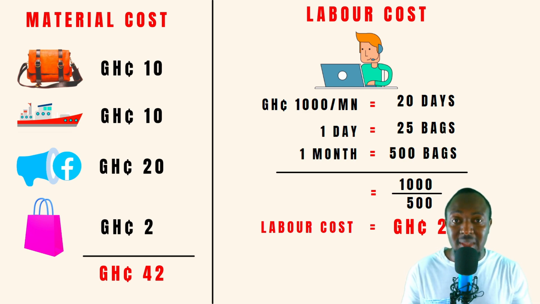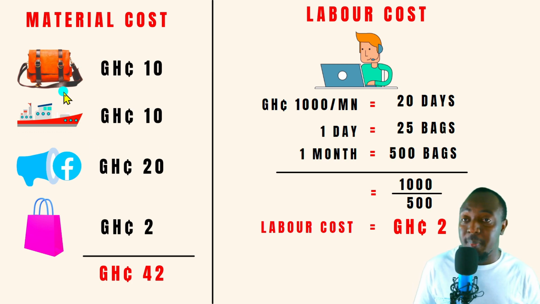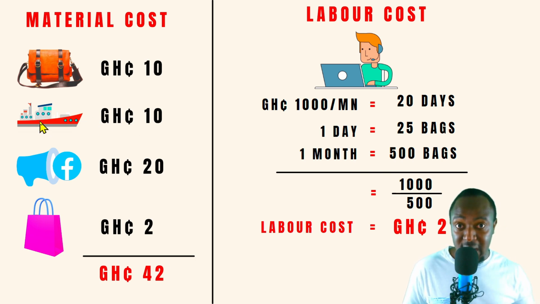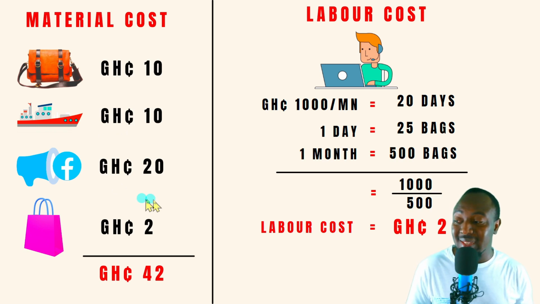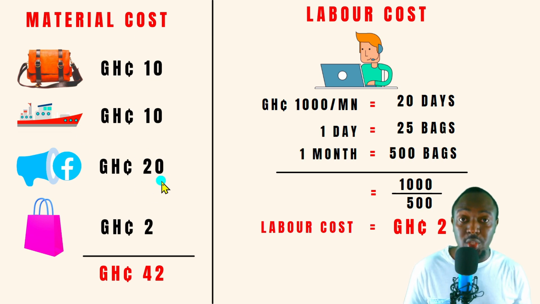I know that sometimes there is a lot involved in material costs, but this is the cost in regards to buying this product. I divided the cost involved into material cost and labor cost. For material cost, purchasing the bag could be 10 Ghana cedis. It cost me an extra 10 Ghana cedis to ship the bag from China to Ghana. Then I spent 20 Ghana cedis on Facebook to advertise the bag, making creative Facebook ads, so for each bag it costs me 20 cedis for marketing.